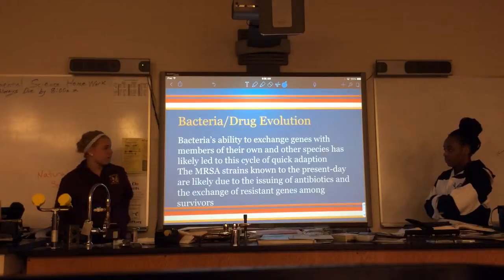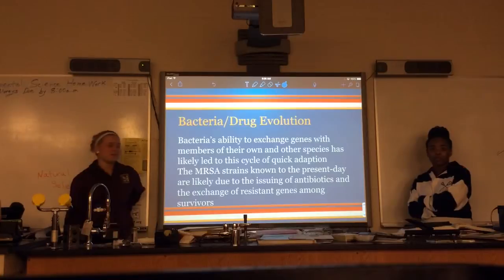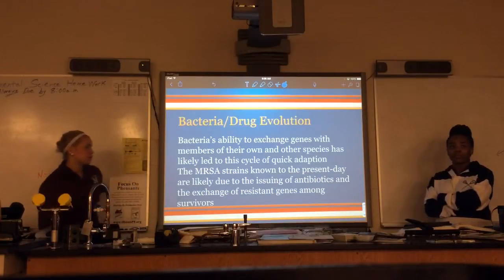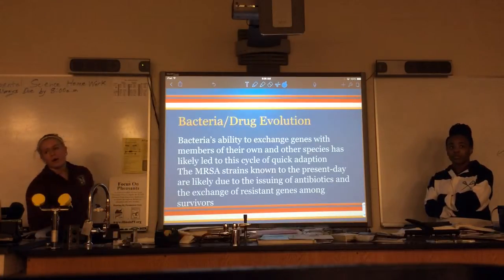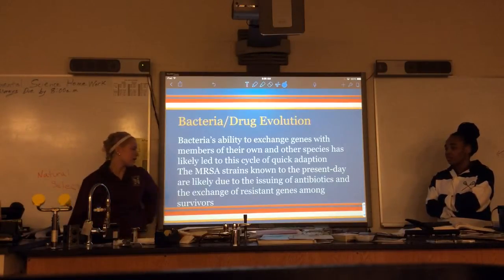We kind of talked about this in previous chapters, conjugation, how bacteria are able to exchange genes with members of their own and other species. And this has likely led to this cycle of quick adaptation. The MRSA strains known to the present day are likely due to the issuing of antibiotics and the exchange of resistant genes among survivors.